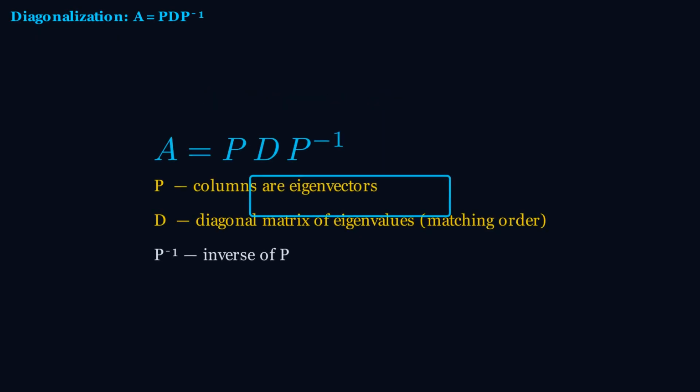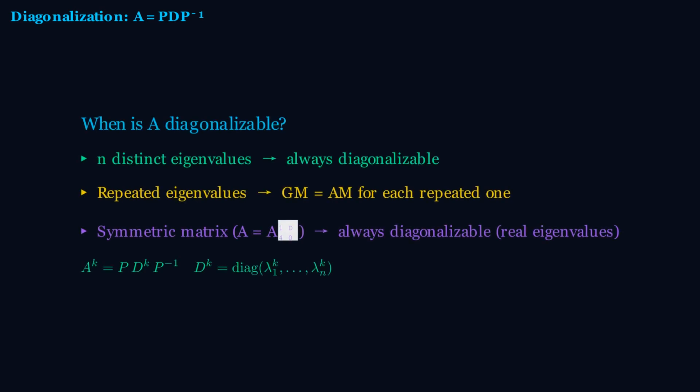A matrix A is diagonalizable if it can be written as A equals P D P inverse, where D is a diagonal matrix and P is invertible. The diagonal entries of D are the eigenvalues of A, and the columns of P are the corresponding eigenvectors in the same order. When can we diagonalize?